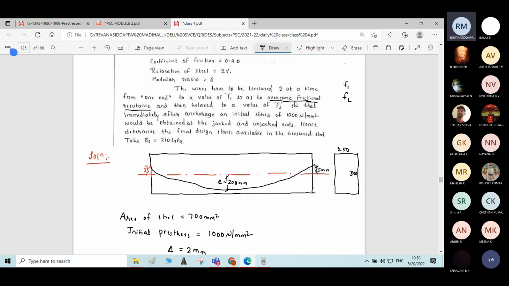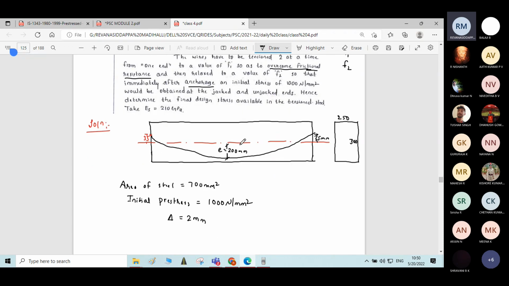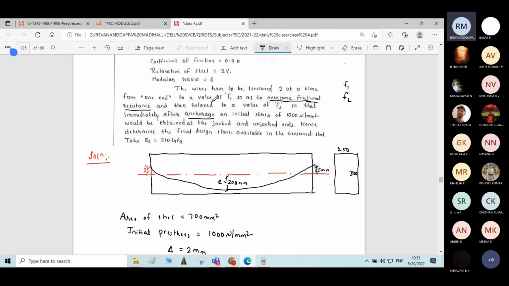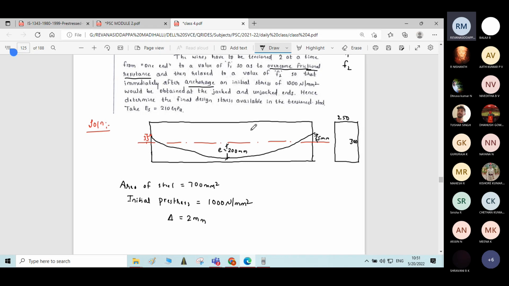To make loss due to friction zero, what will be done is, initially while applying the stress, this additional loss due to friction and loss due to anchorage slip will be added to the actual stress and it is applied. Then this loss due to friction and anchorage will be overcome. So this is what the problem says. To make the relaxation of stress due to loss due to friction and anchorage, what should be the initial stress applied? That is the first question. I hope you understood the question.